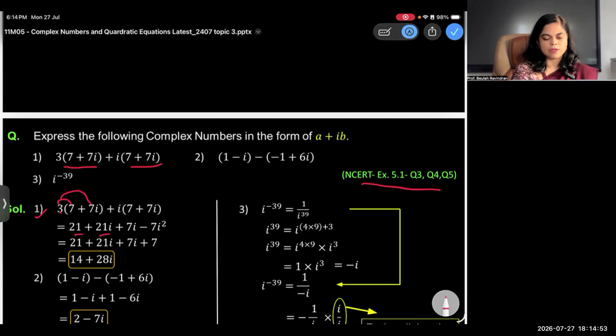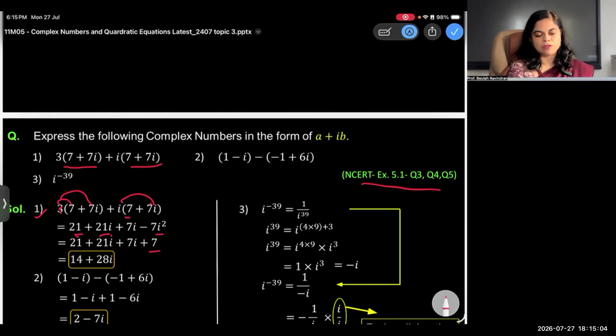3 7s are 21, 21i plus 7i plus 7i square. That will be negative, right? i square is -1. So here it is negative only. Then 14, or here it should be negative, then it will be positive. So 14 plus 28i, like that you have to do.